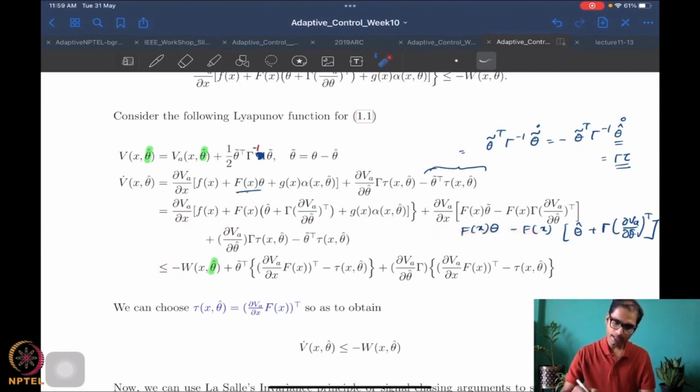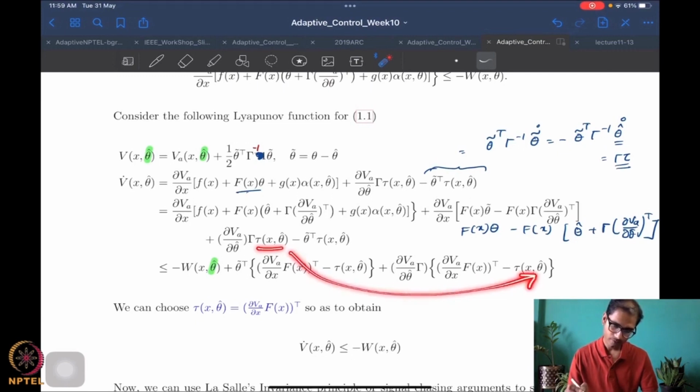Now what do I do? I take the theta tilde terms common. So this theta tilde term, this is a theta tilde term. So I take a transpose because everything is a scalar. So I take transpose of a scalar as much as I want. So I take theta tilde transpose. So I get del VA del X fx transpose. And then I have a theta tilde transpose here. So I get a minus tau. Then I take del VA del theta cap times gamma common. This guy. Yeah. So one term I get is, let's see, a plus tau. So in fact, this should be a plus tau here.